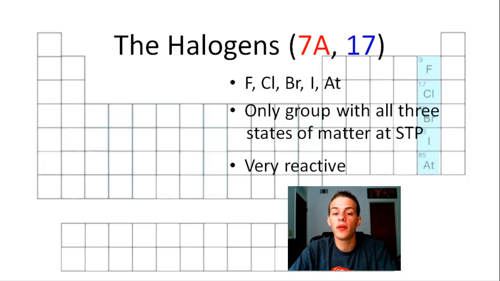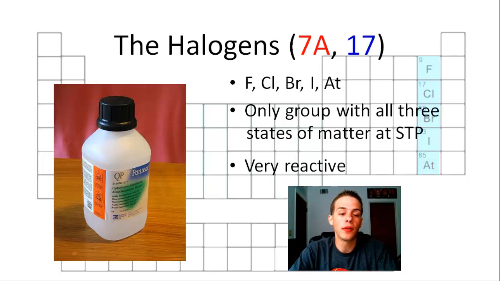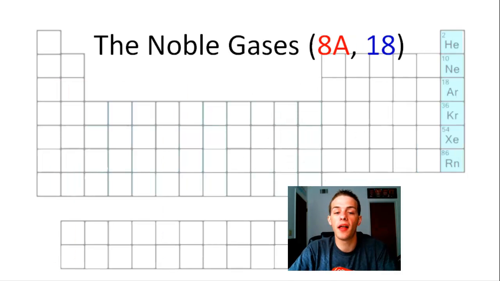The halogens tend to be very, very reactive. This right here is a bottle of hydrofluoric acid, and this stuff is pretty gnarly. I mean, this stuff can actually eat through glass. It is very powerful. If you ever find yourself in the presence of this stuff, just turn around and walk in the other direction, because this stuff will really mess you up. So just be careful. All right, so that's the halogens.